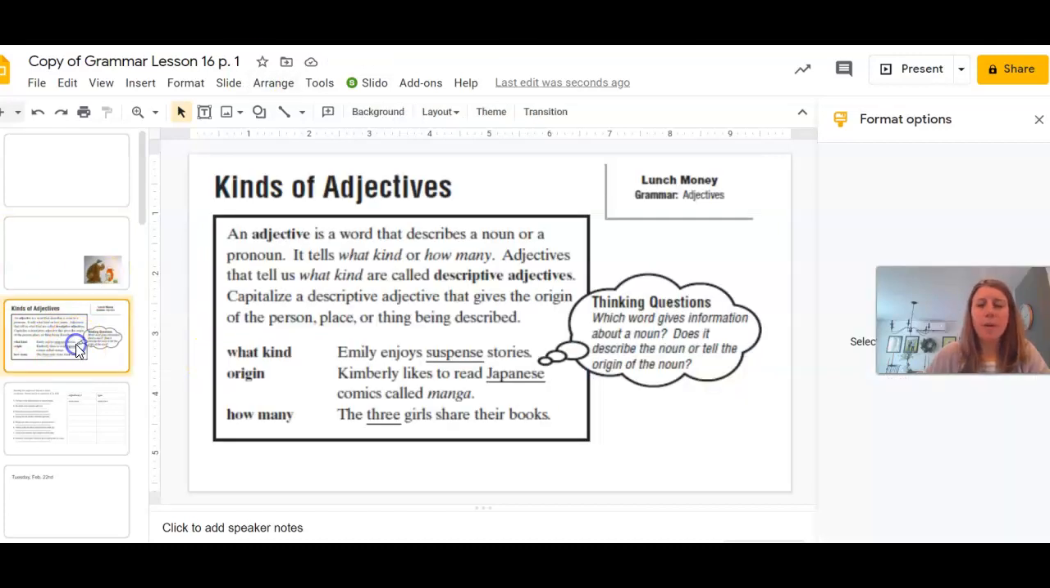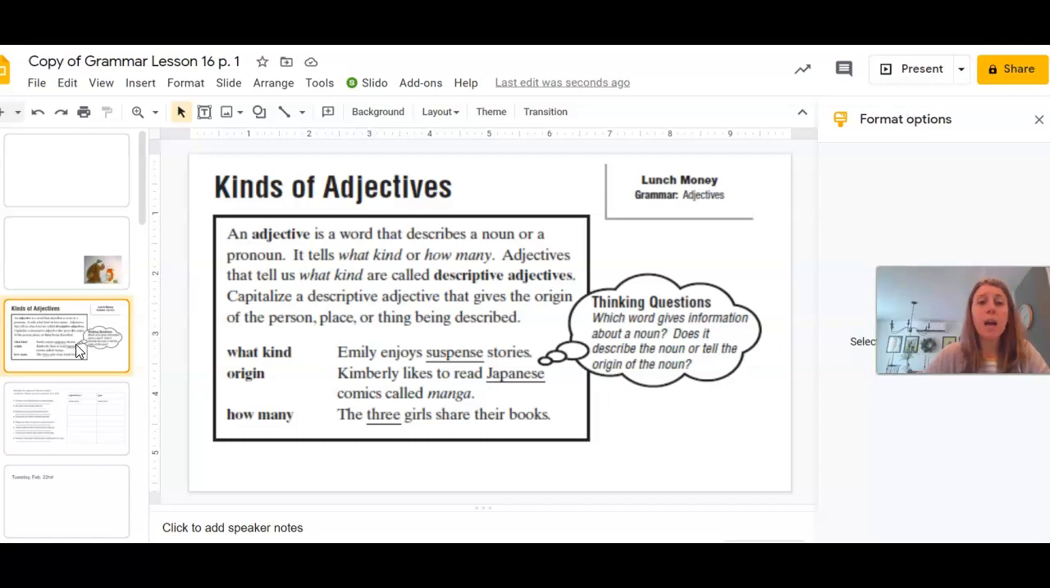So today we're going to be talking about adjectives and the different kinds of adjectives that we can use in our sentences. An adjective is a word that describes a noun or a pronoun. Remember, a noun is a person, place, thing, or animal, and a pronoun is something that takes the place of a noun. It tells us what kind or how many.